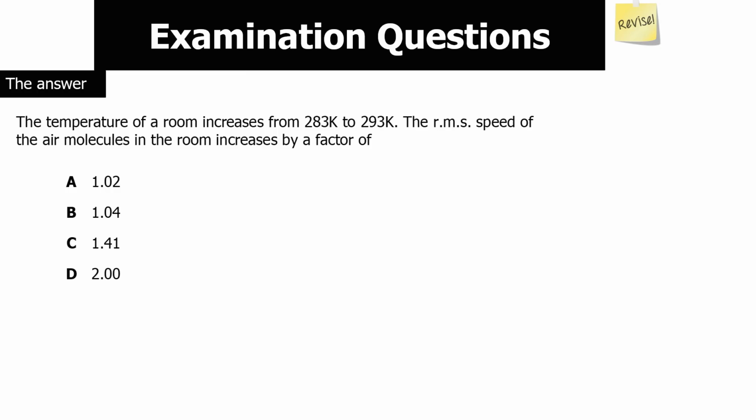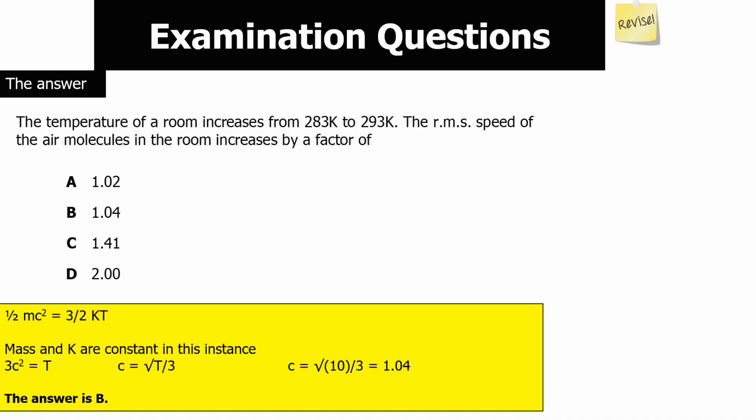Right, so we know that from thermal physics, a half mc squared is equal to 3 over 2 kT. Now we know that in this case, the mass and k are constants, so therefore we can say that c squared is proportional to T, so therefore c is directly proportional to the square root of T over 3, so therefore it's directly proportional to the square root of the change in temperature, from 283 to 293, divided by 3, so we work it through to be 1.04, our answer is B.